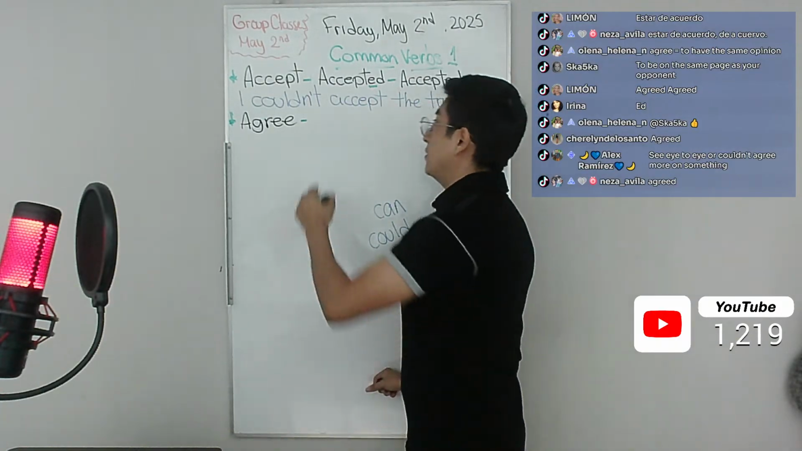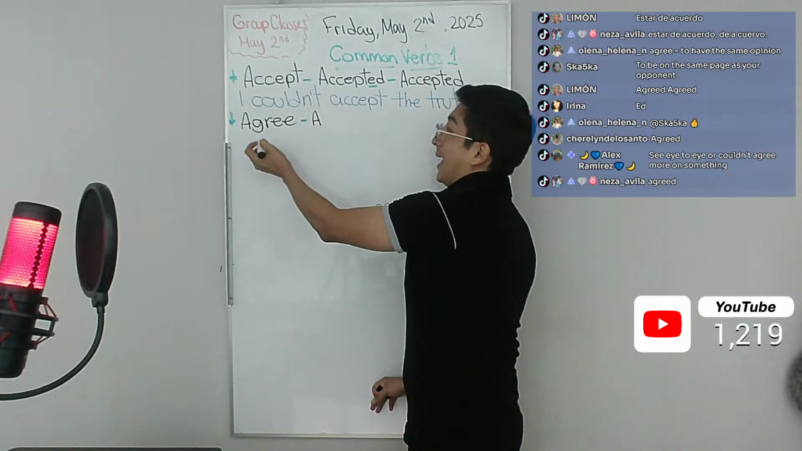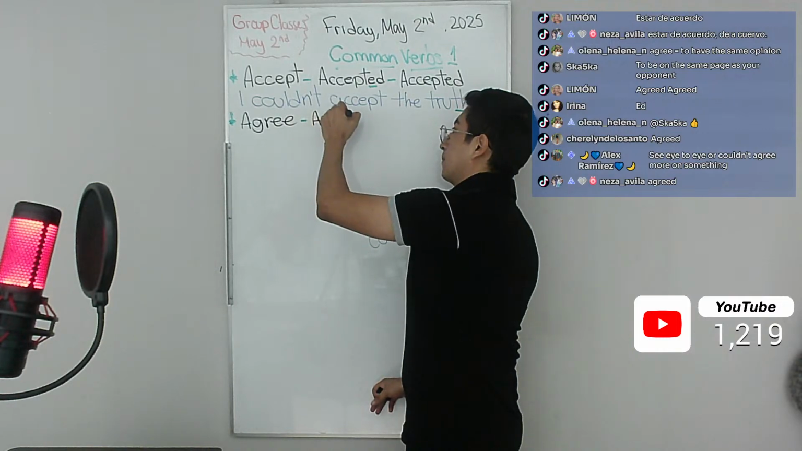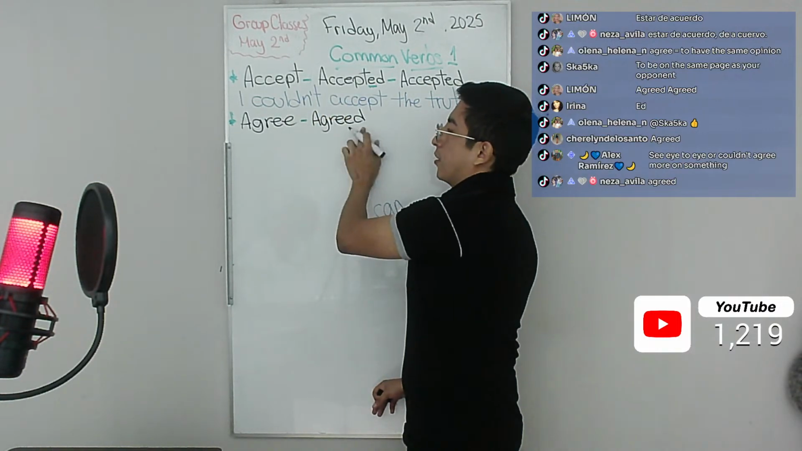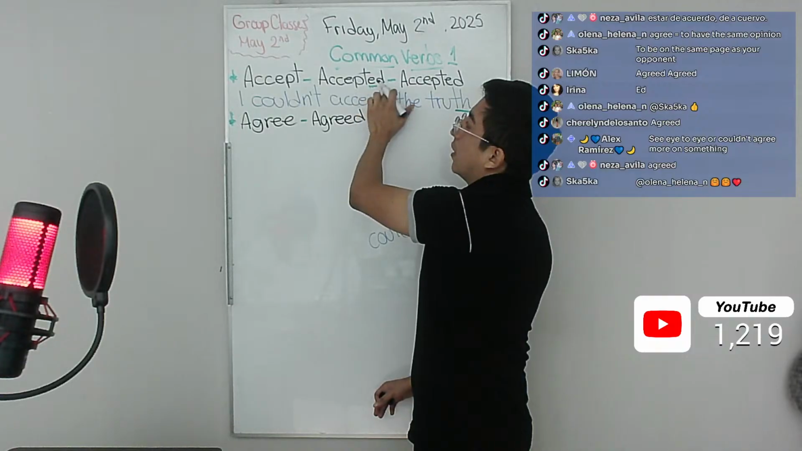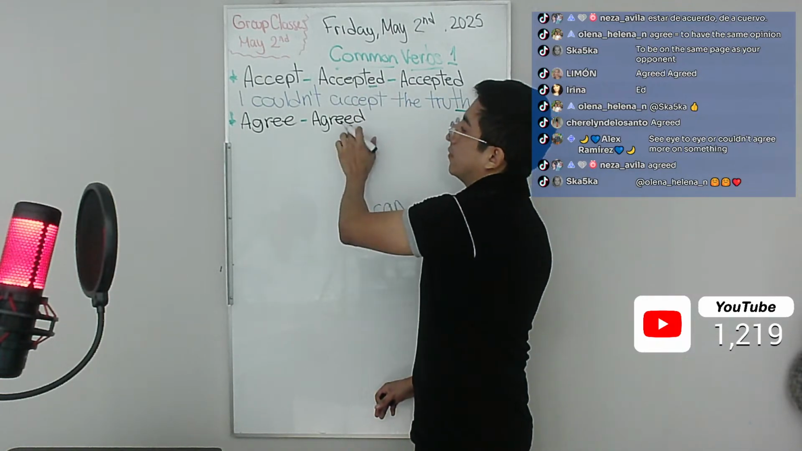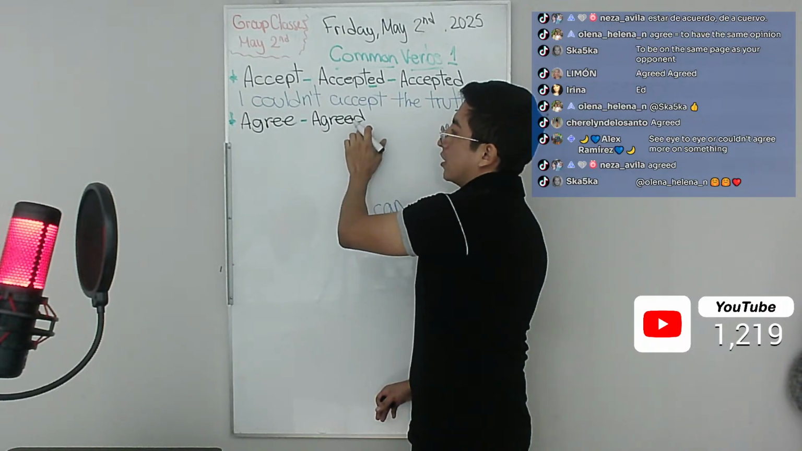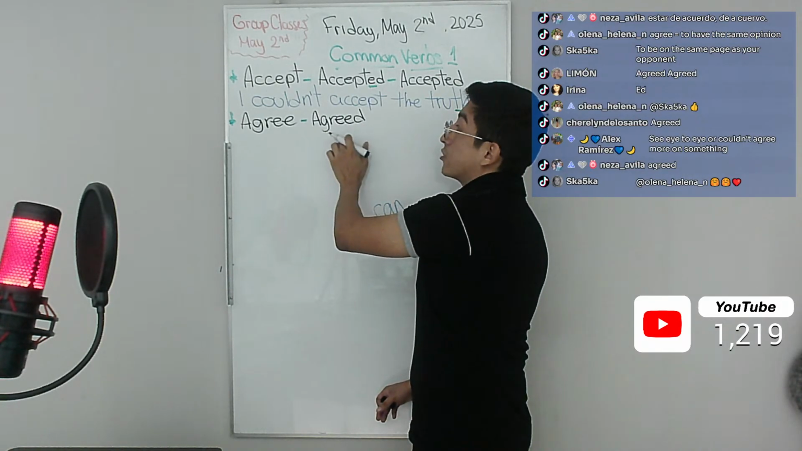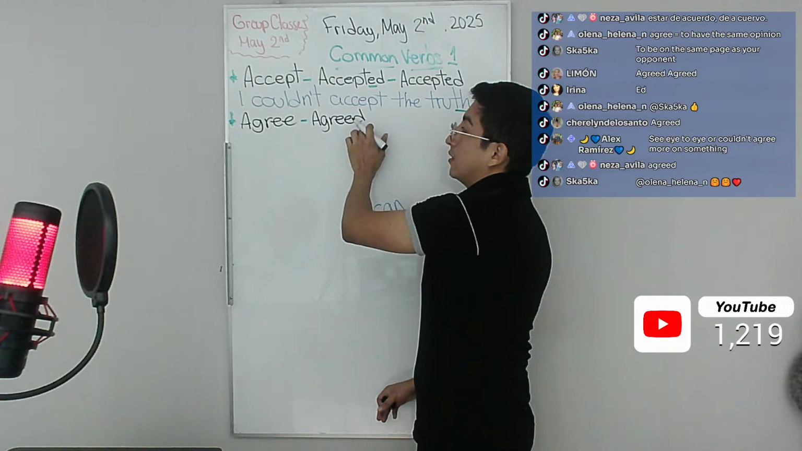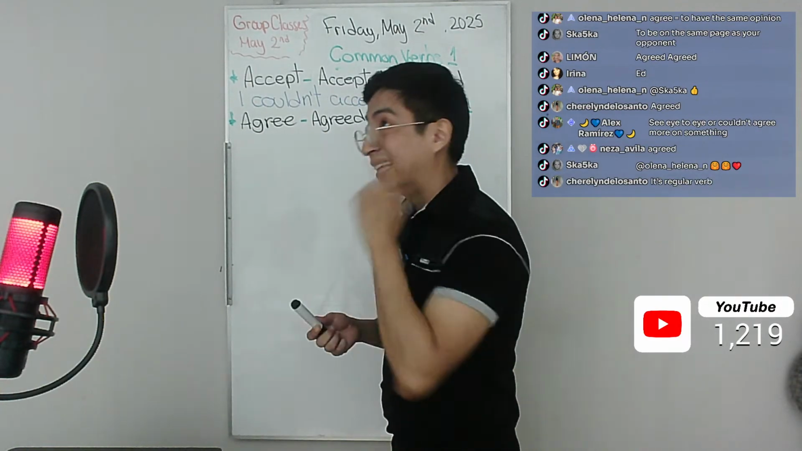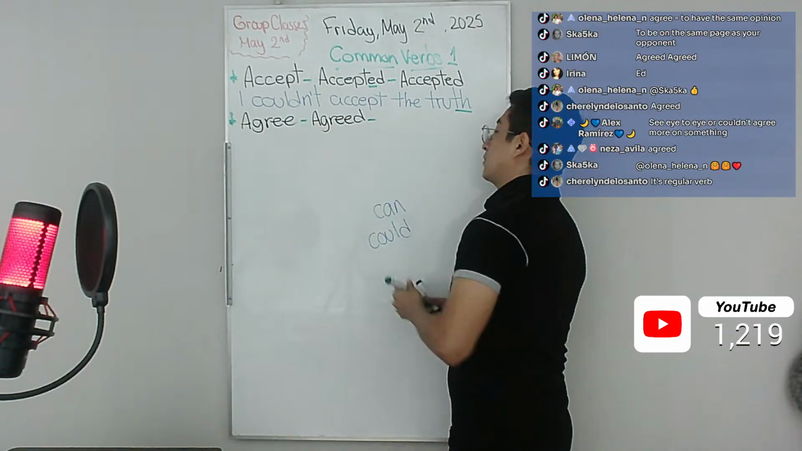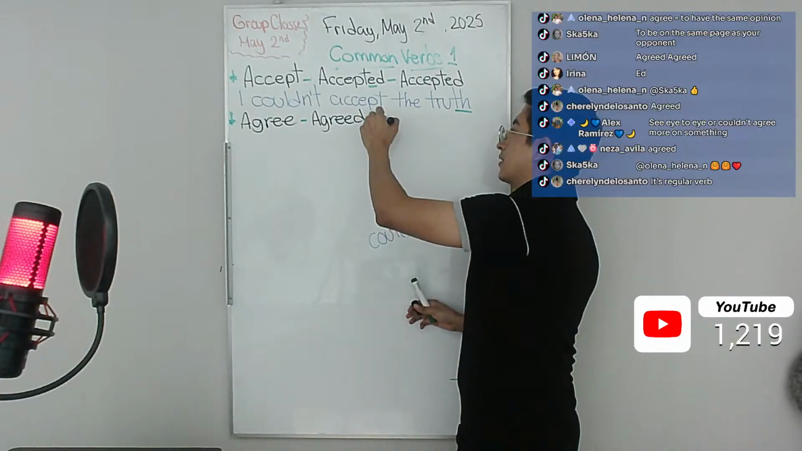We have agree and it is also a regular verb. So remember, we talked about regular verbs here, with ed. We already have an e here, so we only add the letter d. Agreed. Remember, letter D. Simple past: agreed. Past participle: agreed.